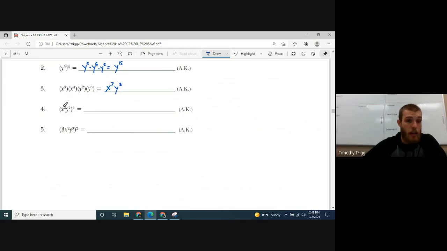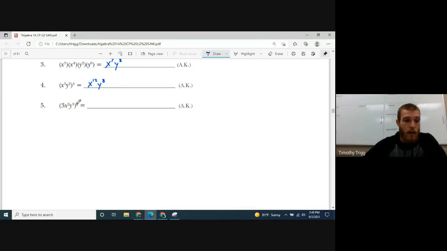Same idea here. X to the power of 3, this gets an additional power to the 4. So that's going to be x to the power of 12. Power to a power, you multiply those, right? And then y to the power of 8. Again, power to a power. Notice this fourth power is outside the parentheses. That means everything in the parentheses is going to get this fourth power. So that's why it goes both to the x and to the y.